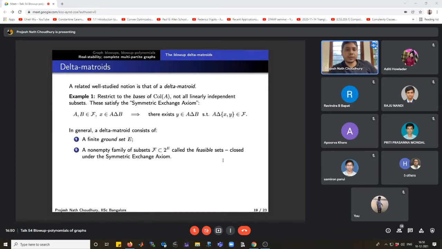Delta matroids were first introduced by Bouchet in 1987 as a generalization of the notion of matroid. And a delta matroid is a matroid if and only if the feasible sets all have the same cardinality. Now if you look at this example, we know that in linear algebra, bases have the same cardinality. So this matroid is a delta matroid.